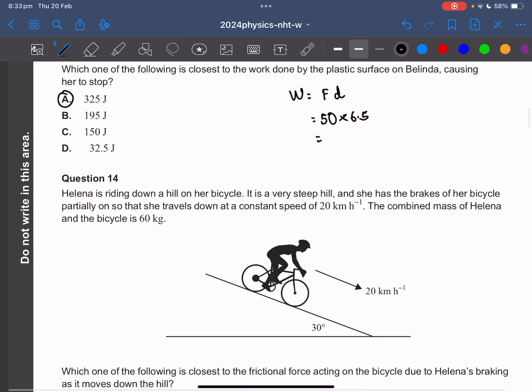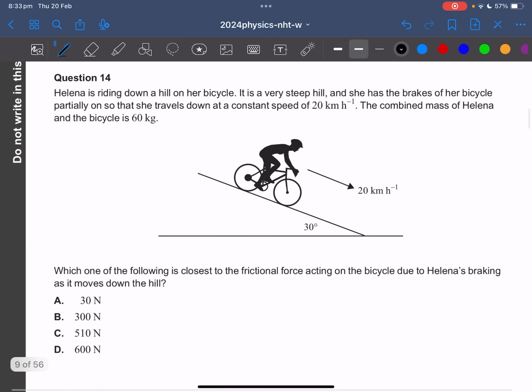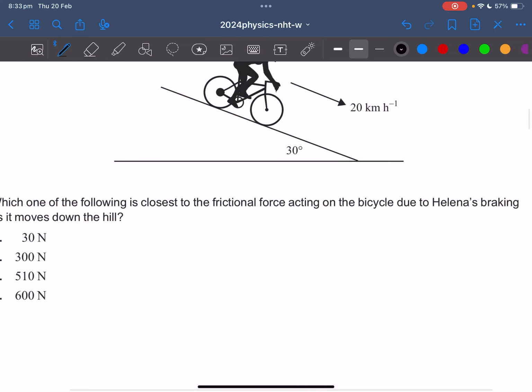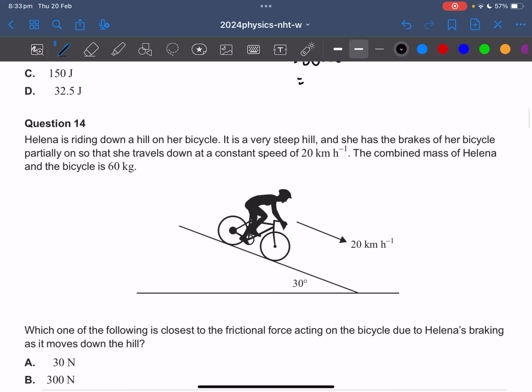All right, Helena is riding down a hill on her bicycle. It is a very steep hill, and she has the brakes of her bicycle partially on so that she travels down at a constant speed of 20 kilometers an hour. The combined mass of Helena and the bicycle is 60 kilograms. Which one of the following is the closest to the frictional force acting on the bicycle due to Helena's braking as it moves down the hill? Okay, so it goes at a constant speed.